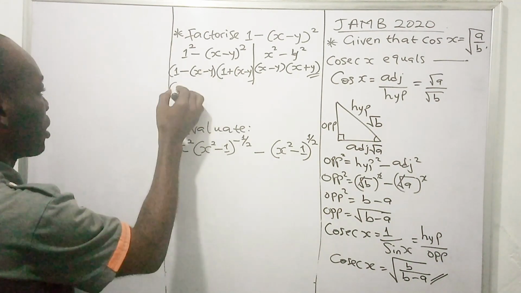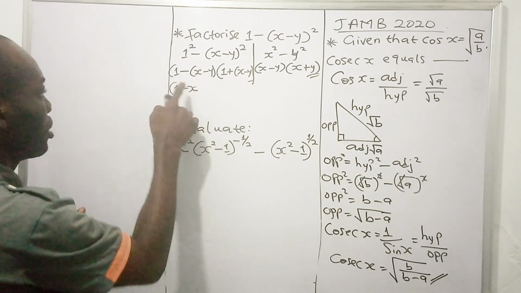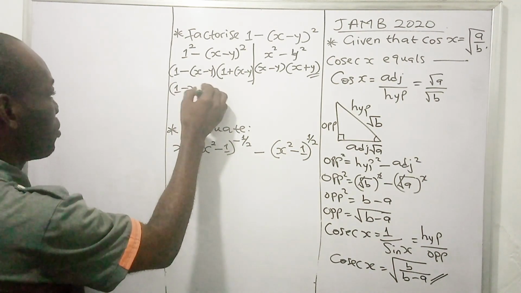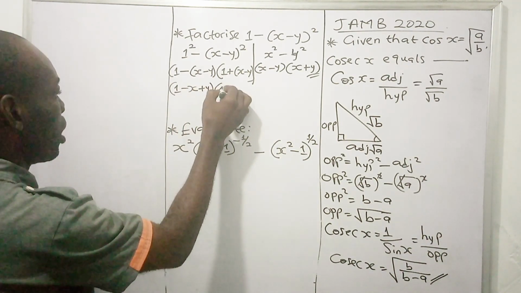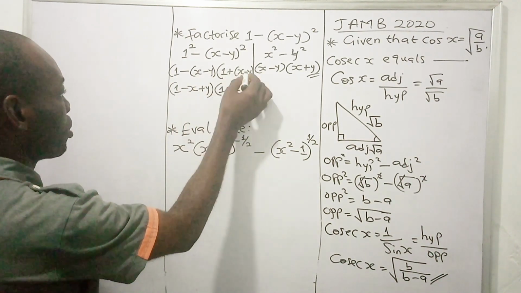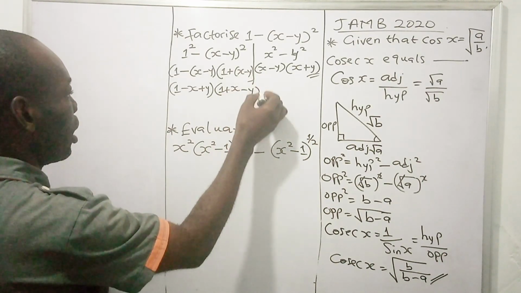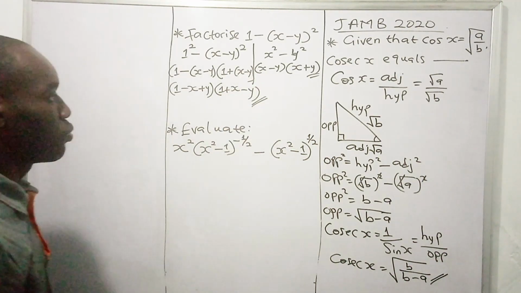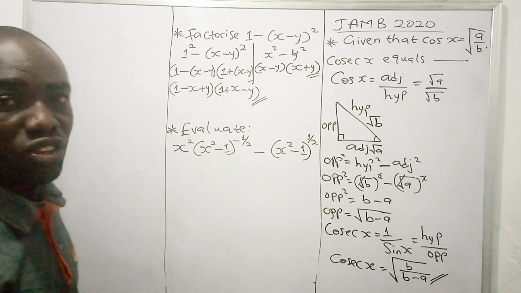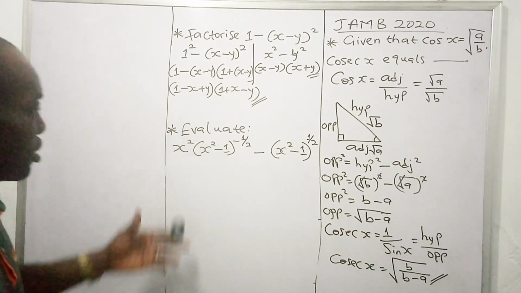If we remove the bracket here, we have 1 minus x. Then minus times minus will give us positive y. Then here we have 1 plus x, plus times minus is negative y. And that becomes the solution to that problem using difference of two squares. Let's see the last question we have here.